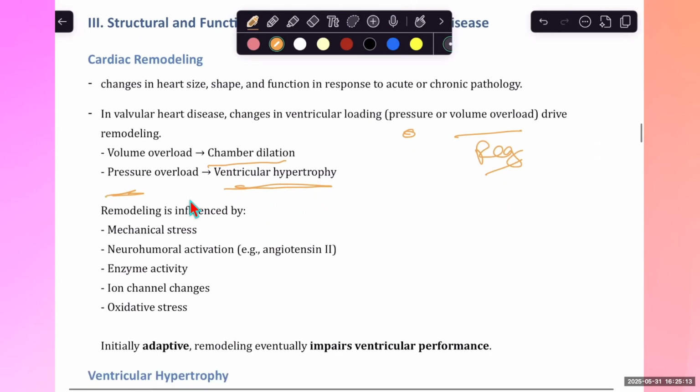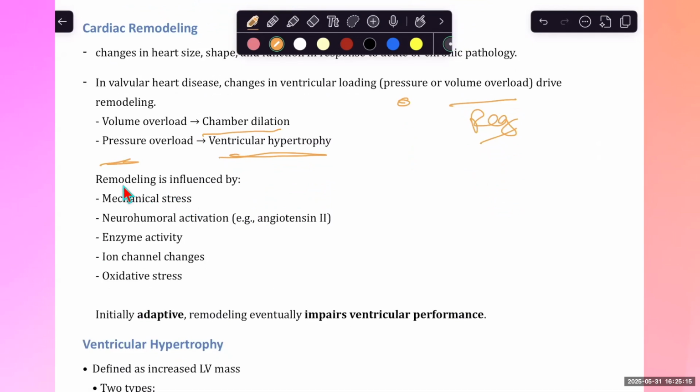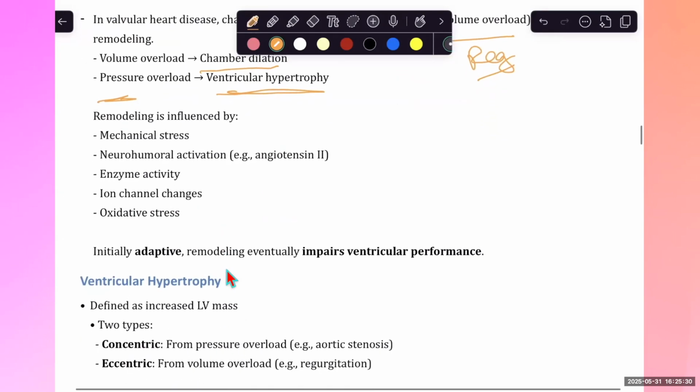Okay. What is influencing this remodeling? Mechanical stress caused by either volume or pressure, neurohormonal activation like angiotensin, enzyme activity, ion channel changes, oxidative stress. And again, usually it's initially adaptive, but remodeling eventually impairs ventricular performance.